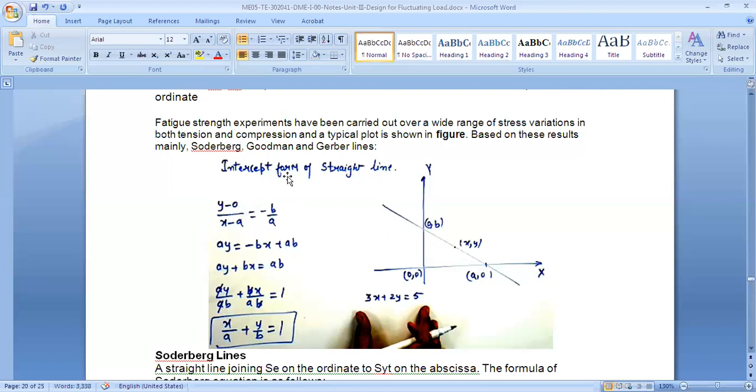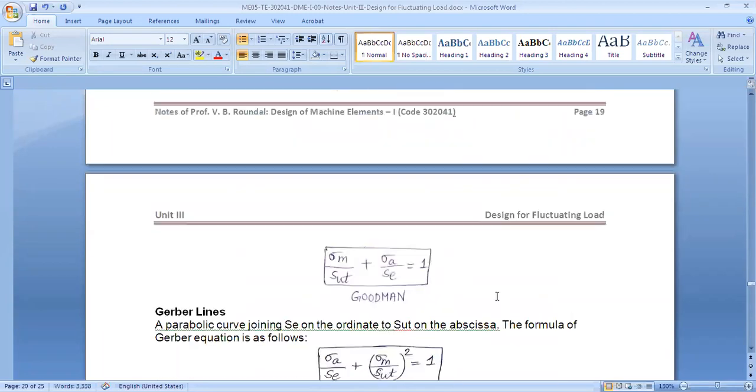Then the equation of this line becomes x upon a plus y upon b equal to 1. This is the equation of a straight line which intersects at a on the x-axis and at b on the y-axis. So x upon a means the variation in x divided by the intersection with x, plus y upon the intersection with y, is equal to 1. This is the straight line equation of a line which intersects the x and y axes. Now let's try to use this here.